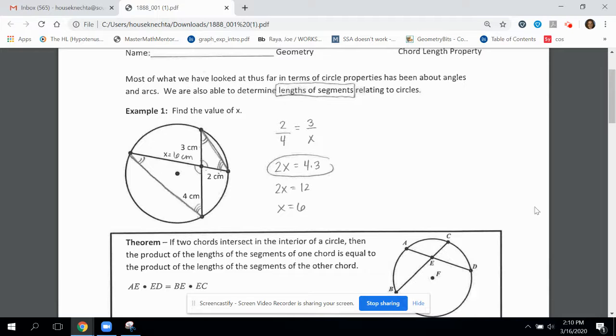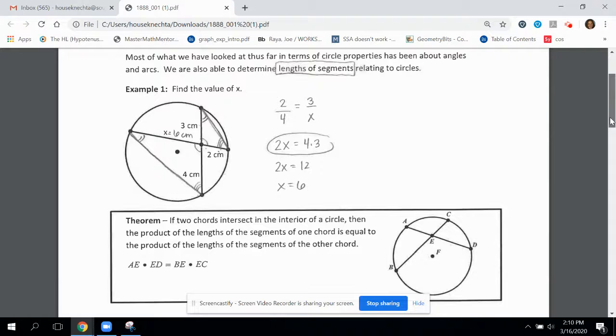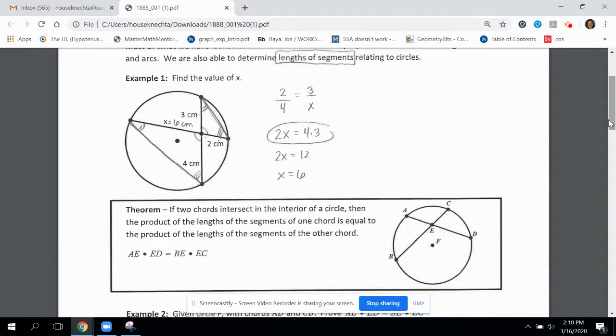So we have been working through circles, and at this point we haven't talked about segment lengths within circles. We've only focused on angles. Today we're going to look at a specific strategy that happens with chords intersecting.